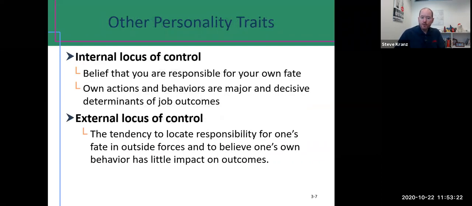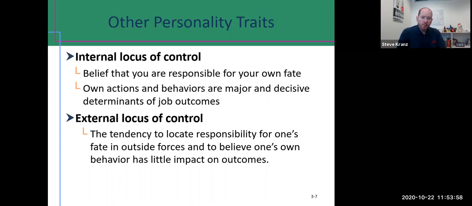Next category is the locus of control. Locus of control refers to where the control is in your life. People with an internal locus of control believe that the control in their life is with them. Whenever you see the word internal, think inside, and if you see the word external, think outside. Somebody with an external locus of control believes that the control is somewhere outside. People with an internal locus of control believe the control is inside of them.